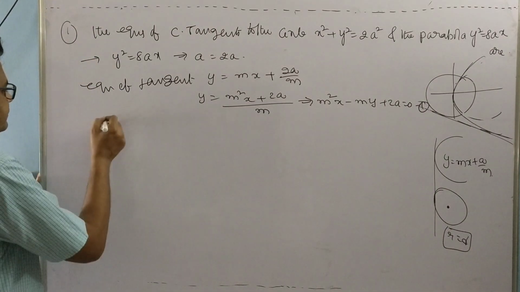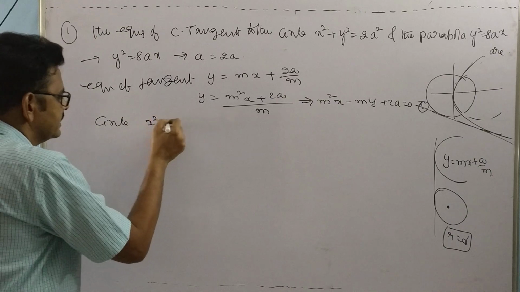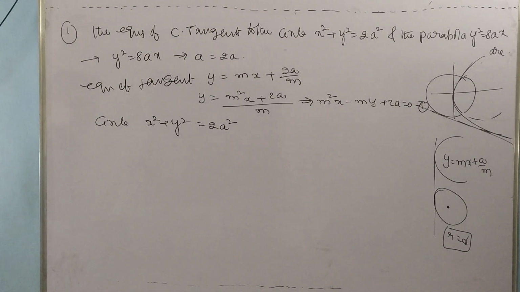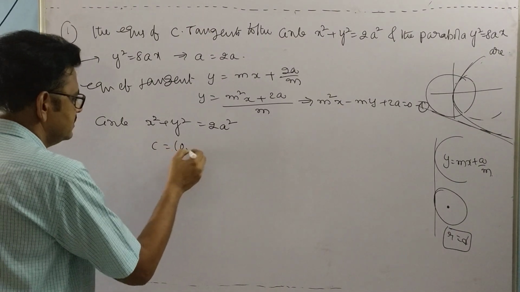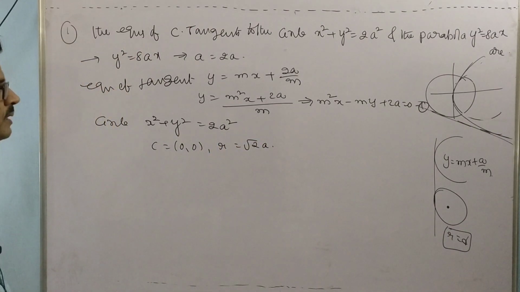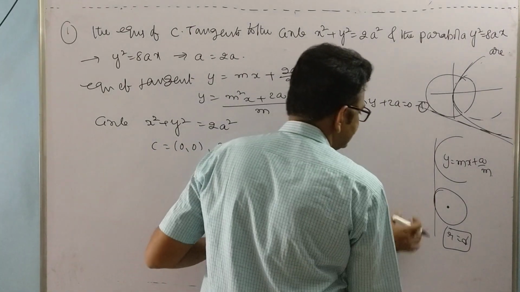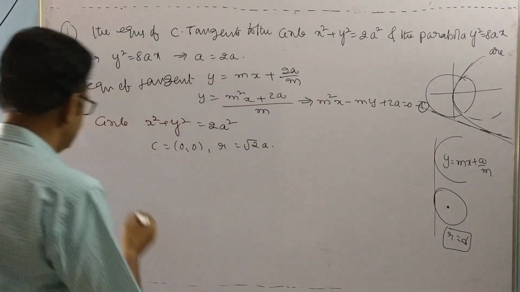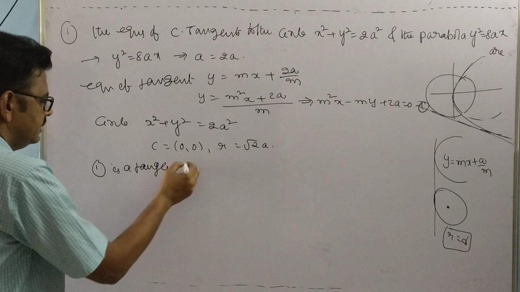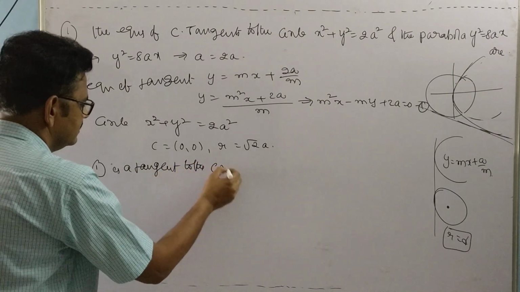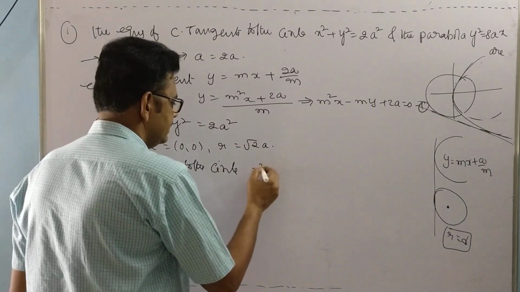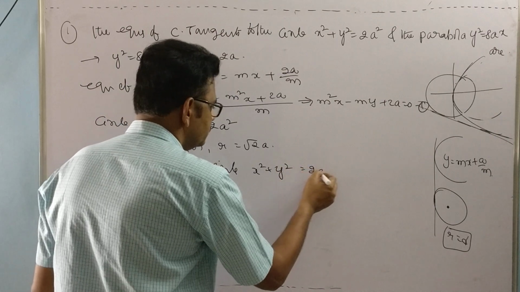Now the circle equation, x square plus y square is equal to 2a square. Now the center of circle is 0, 0 and radius is root 2a. Here the line 1 is a tangent to the circle x square plus y square is equal to 2a square.